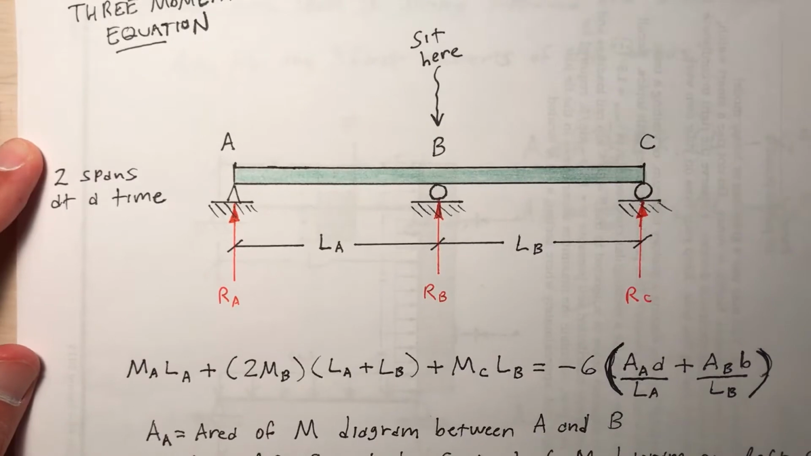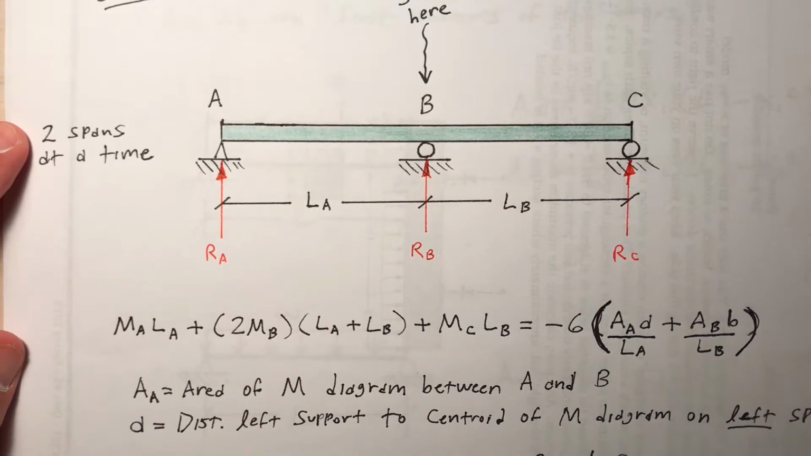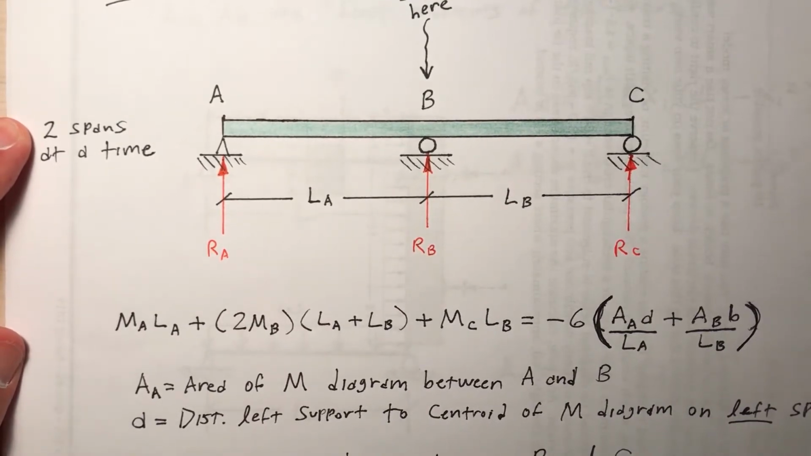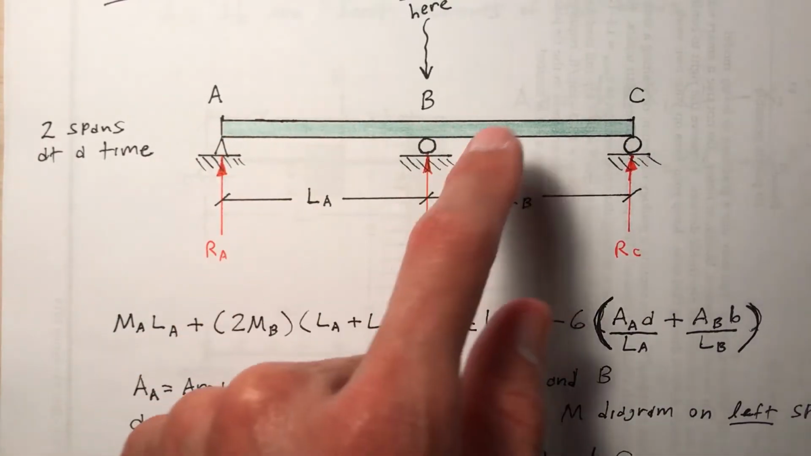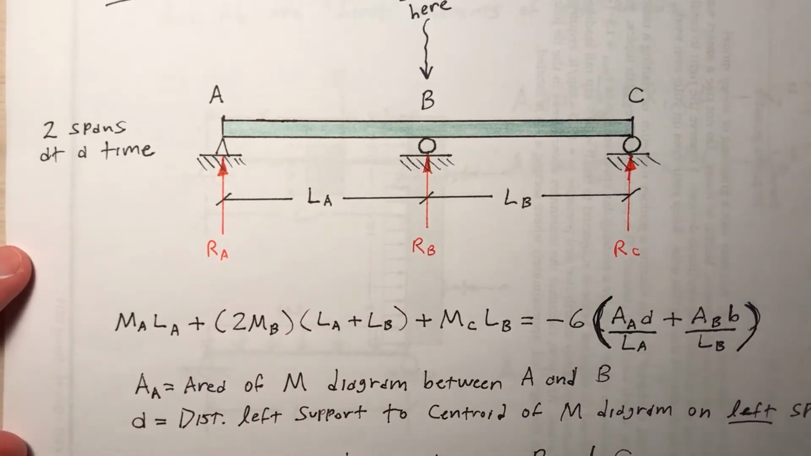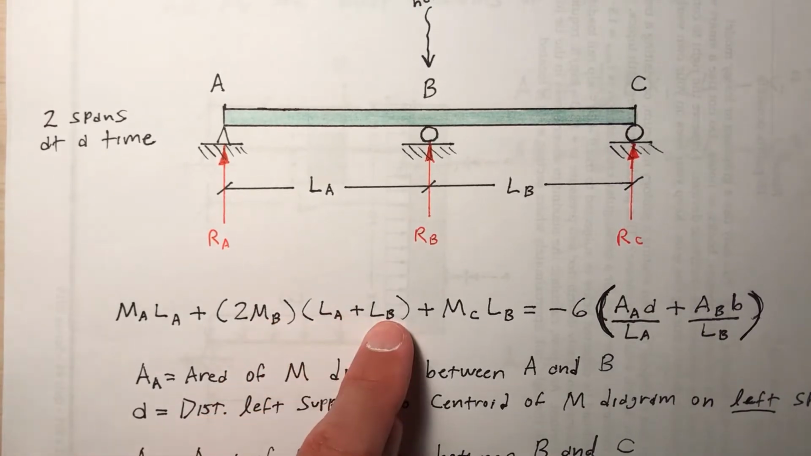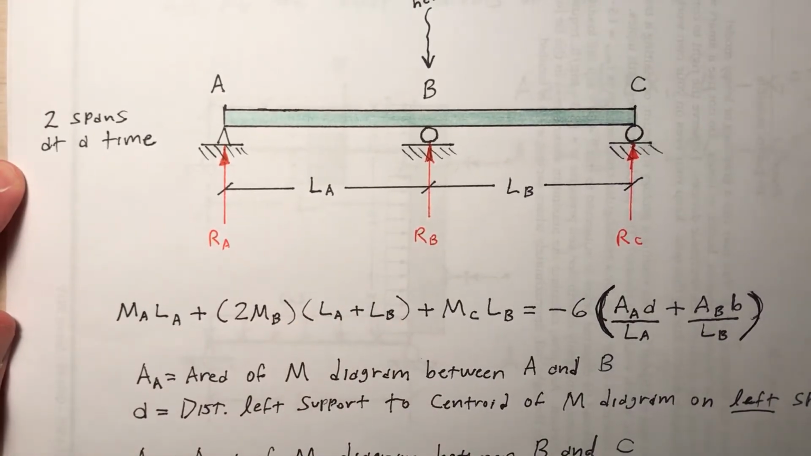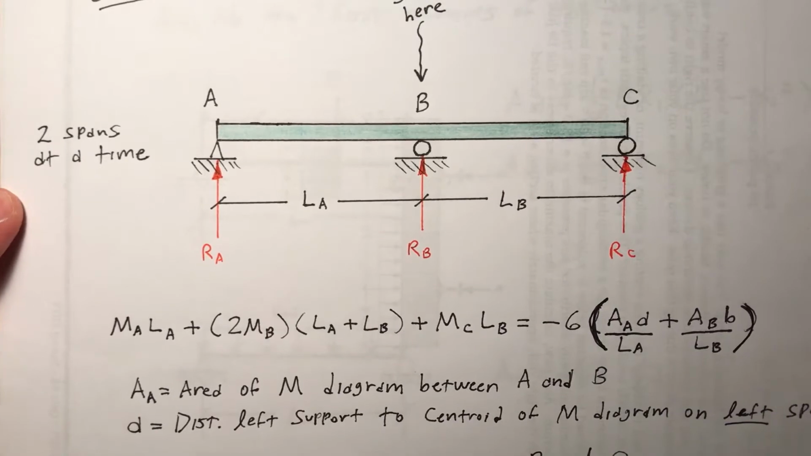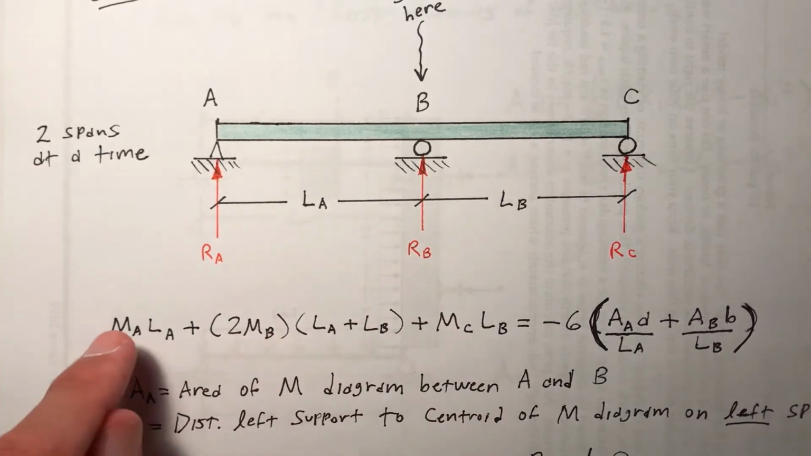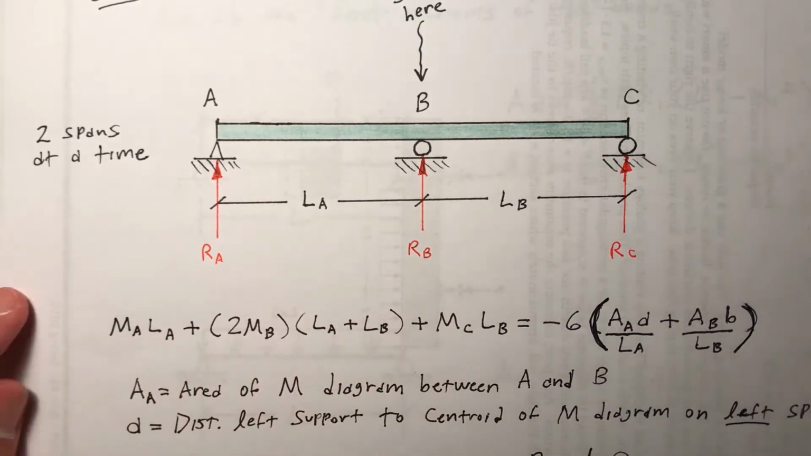Okay, so here is the three-moment equation. Some books cover this, others do not, but I want you to say you've heard of it. This assumes that the cross-section is uniform throughout. If I have a different moment of inertia in AB versus BC, then the formula gets more complicated, but I'll assume constant cross-section. So it's M sub A times L sub A, plus 2 M sub B times (L sub A plus L sub B), plus M sub C times L sub B, is equal to negative 6 times this quantity you see in parentheses. Anything that's capital M means the moment: moment at A, moment at B, moment at C. The lengths are self-explanatory, L sub A, L sub B.